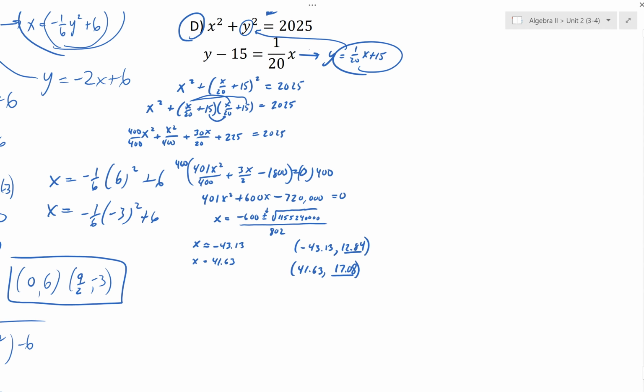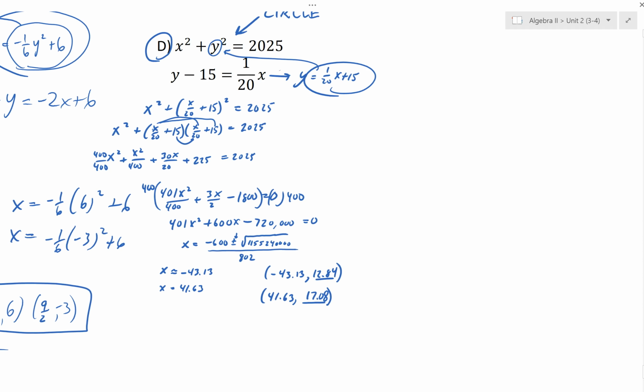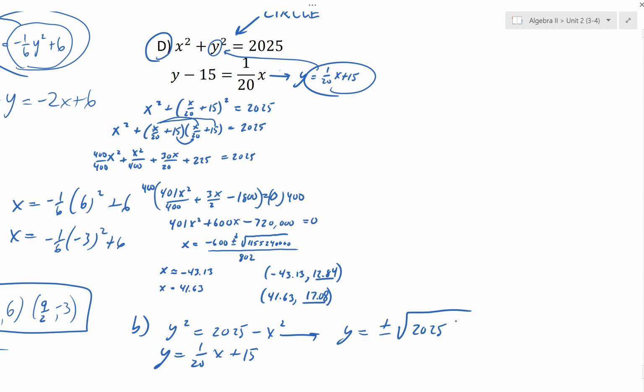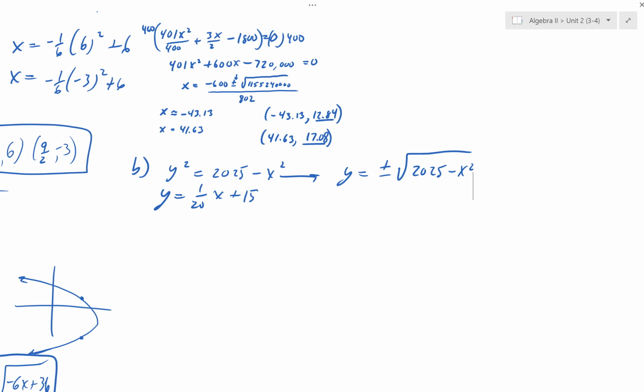Okay, and then to solve this one on the graphing calculator, what we first need is y by itself. So in the line, we already had y by itself. Y was 1/20th x plus 15. But in the circle equation, if I move the x squared to the other side, I have y squared equals 2025 minus x squared, which then leads to y equals positive and negative square root of 2025 minus x squared. Okay, so those are the equations I'm going to graph.